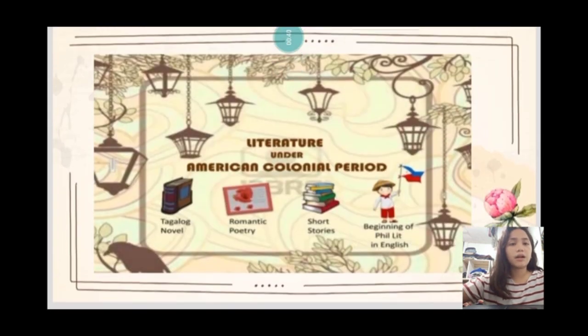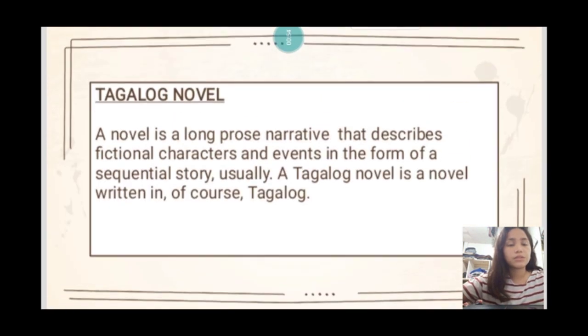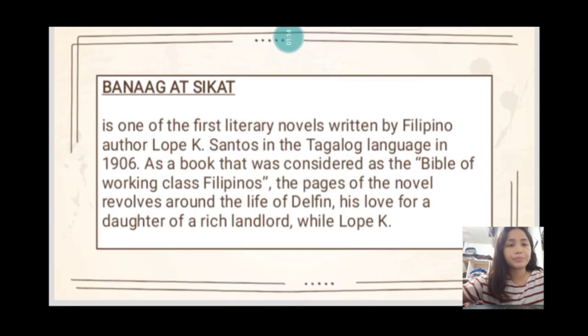So under this American colonial period are the Tagalog novel, romantic poetry, short stories, and the beginning of Philippine literature in English. So first is the Tagalog novel. What is a Tagalog novel? A Tagalog novel is a long prose narrative that describes fictional characters and events in the form of a sequential story. Usually, it is written in, of course, Tagalog.